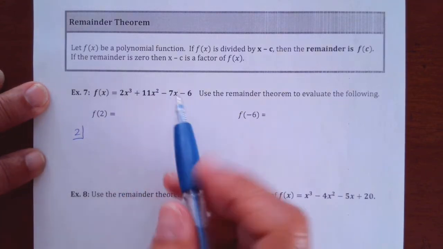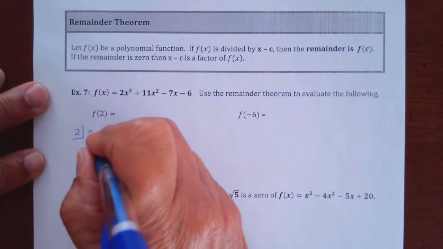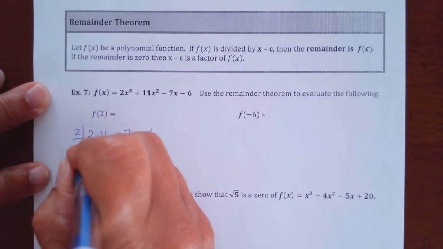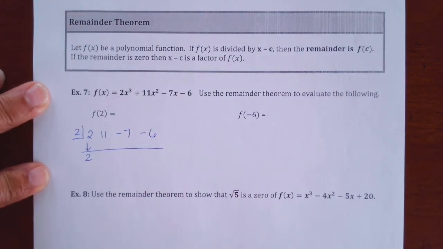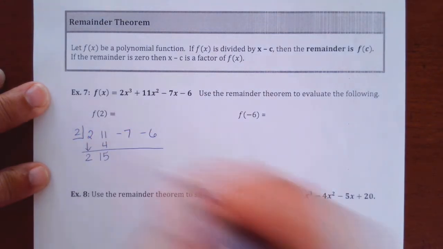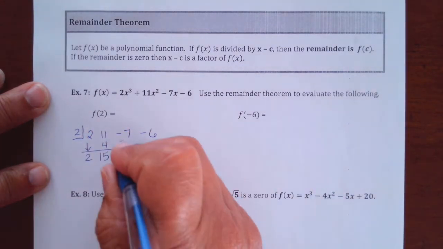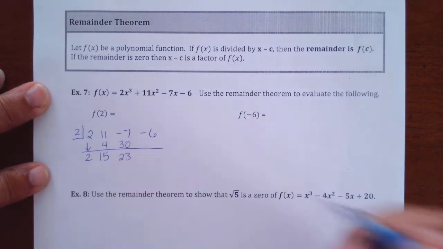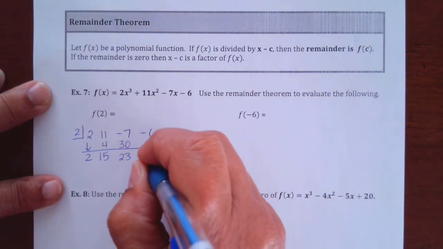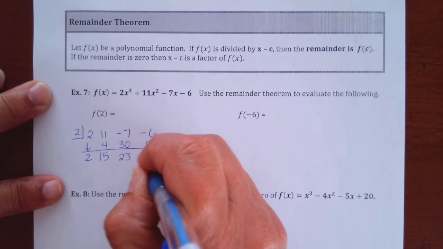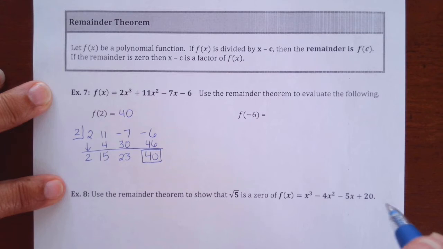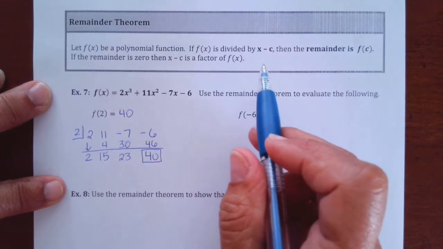So if I were to divide this, I would get 2, 11, negative 7, negative 6. Bring down the 2 and do synthetic division. So I would do 2 times 2, which is 4. I would add that, 15. 2 times 15 is 30. Add that, 23. 23 times 2, that's 46. And I would add that. So there's my remainder, which means this is 40. That's the function value.